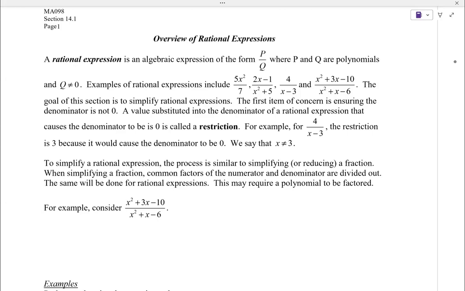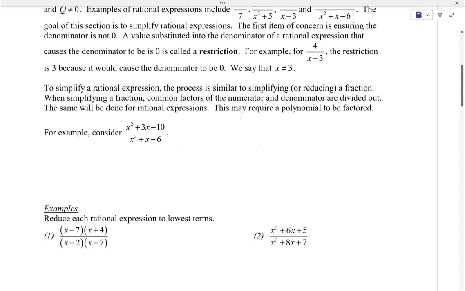Let's do this first one here. We've got x squared plus 3x minus 10 over x squared plus x minus 6. So on a lot of these problems, you'll be asked one of two things. I'm going to ask both of them when we do this example. The first thing I'm going to ask is, what are the restrictions? Or the restriction, I guess I should say.